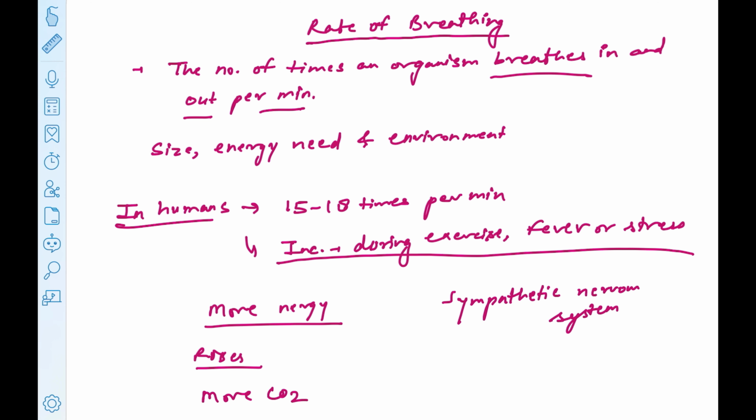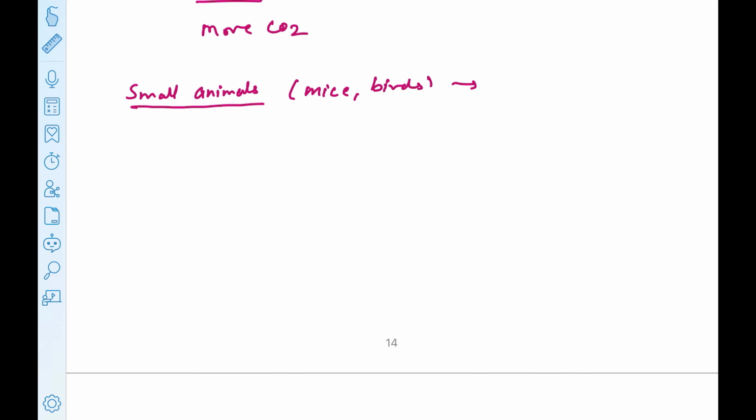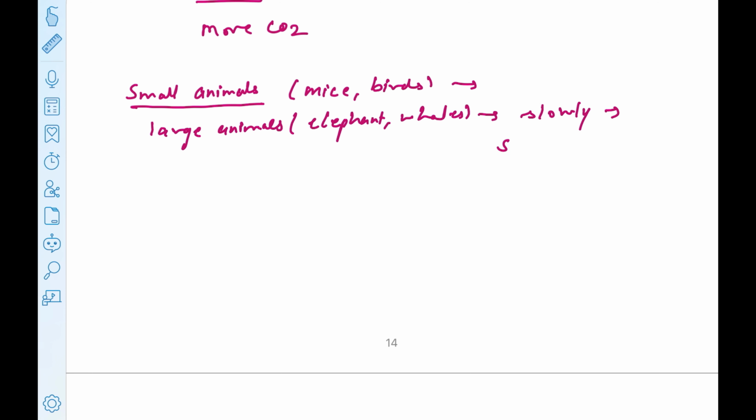Small animals like mice and birds breathe very fast because they have a higher metabolic rate and need more energy per unit body weight, and large animals like elephants and whales breathe slowly because they have a slower metabolic rate per unit body weight.